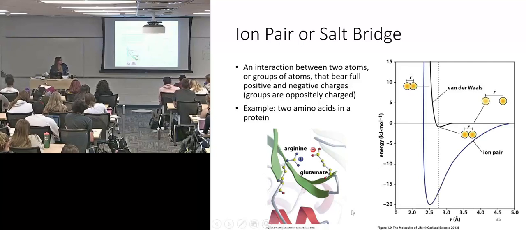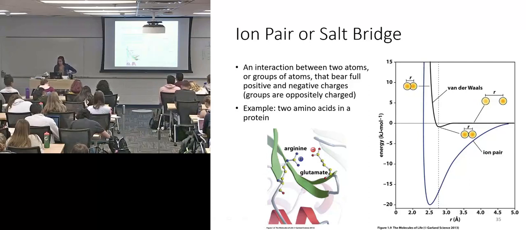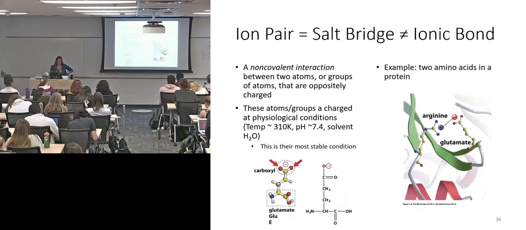So again, just looking at an energy distance curve, expect to see a plot like this many times over. That's why I show it so many times. Van der Waals, very weak. Ion pairs, much stronger, but still we're not talking about an actual bond between two things. Remember, we were in the hundreds of kilojoules per mole then. Here we're down at like 20. But same basic shape. So again, ion pair equals salt bridge does not equal ionic bond. It is a type of non-covalent interaction.